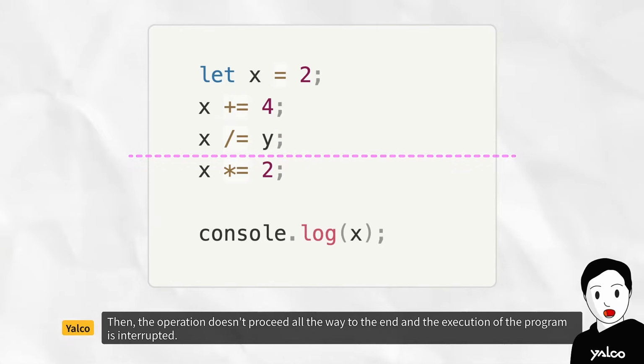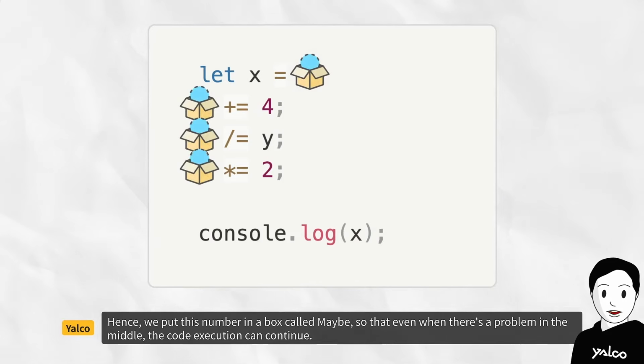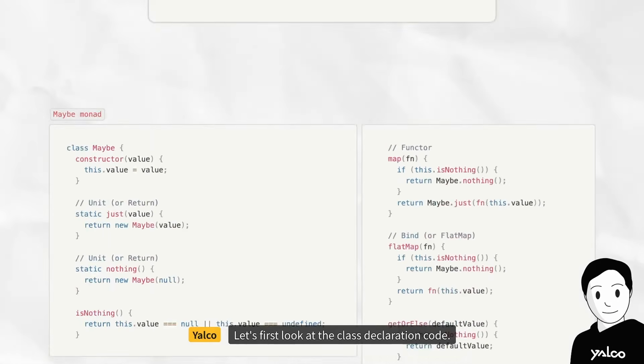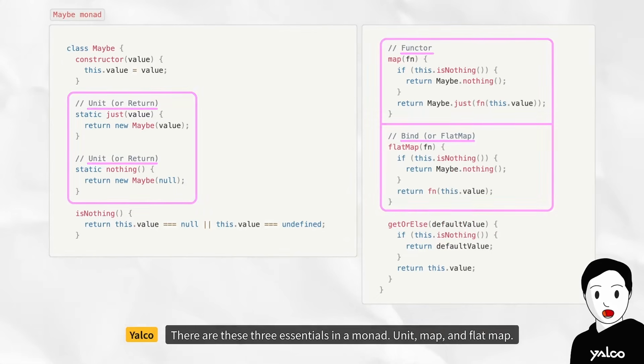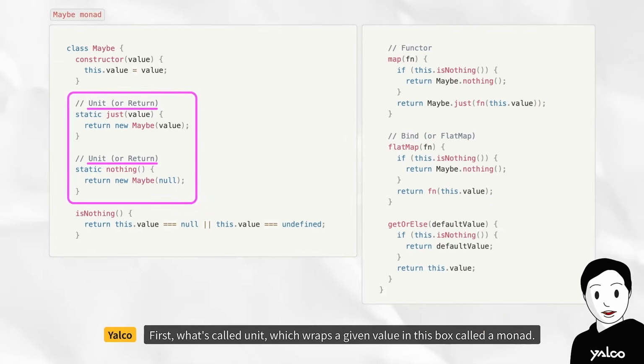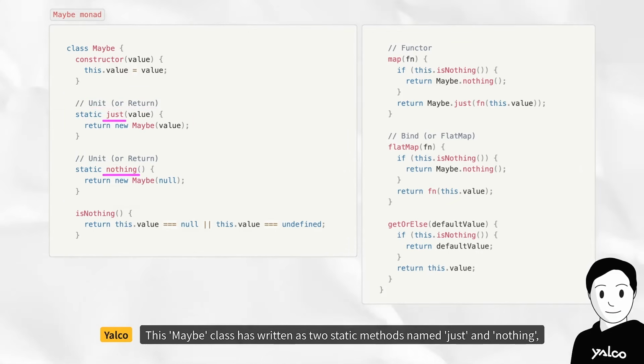Then, the operation doesn't proceed all the way to the end and the execution of the program is interrupted. Hence, we put this number in a box called maybe, so that even when there's a problem in the middle, the code execution can continue. Let's first look at the class declaration code. There are these 3 essentials in a monad: unit, map, and FlatMap. First, what's called unit, which wraps a given value in this box called a monad. This maybe class is written as 2 static methods named just and nothing.